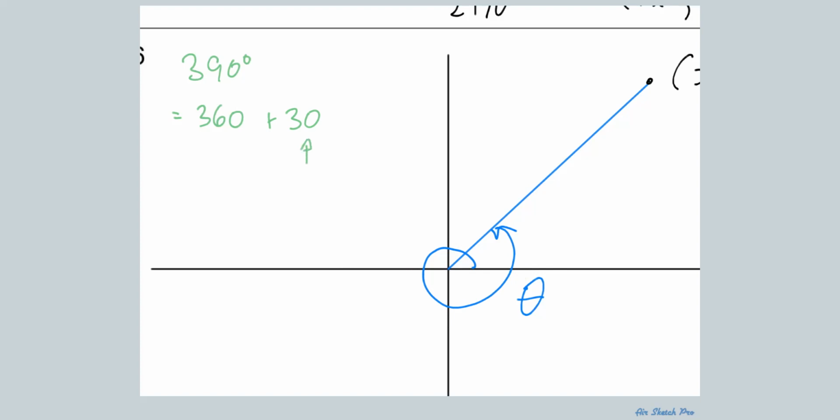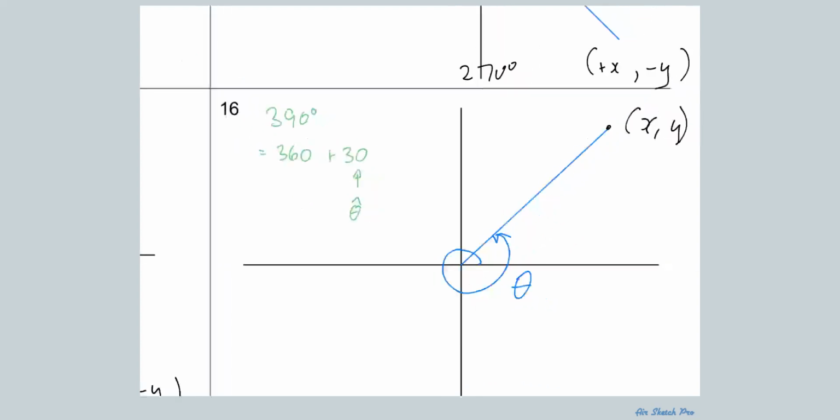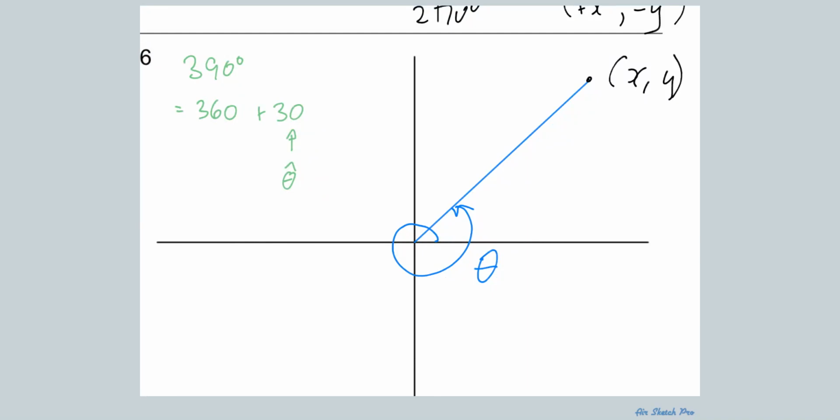30 is going to be your theta hat, the angle between the x-axis and the blue line. The sine of 30 degrees, check your table, pi on 6, is a half. It's in this first quadrant where both sine and cosine are positive. So the sine of 390 degrees is also positive a half.